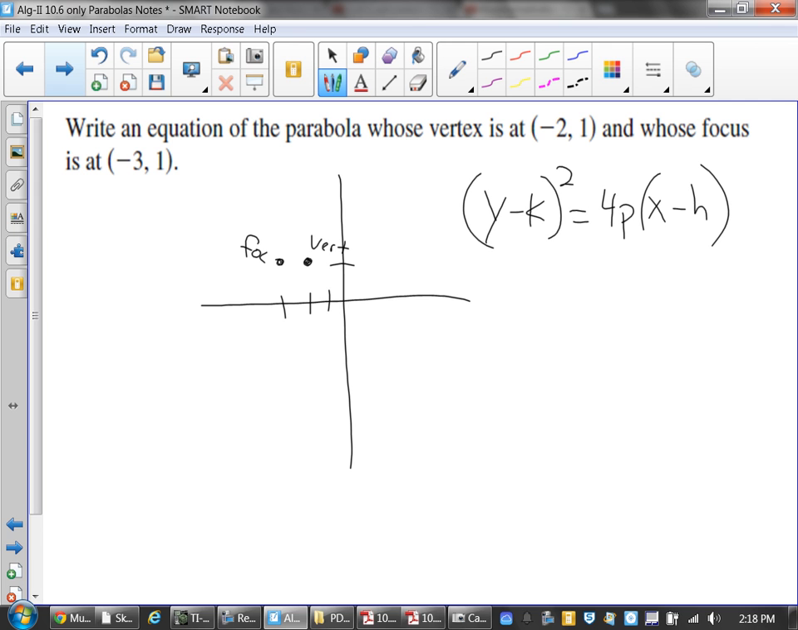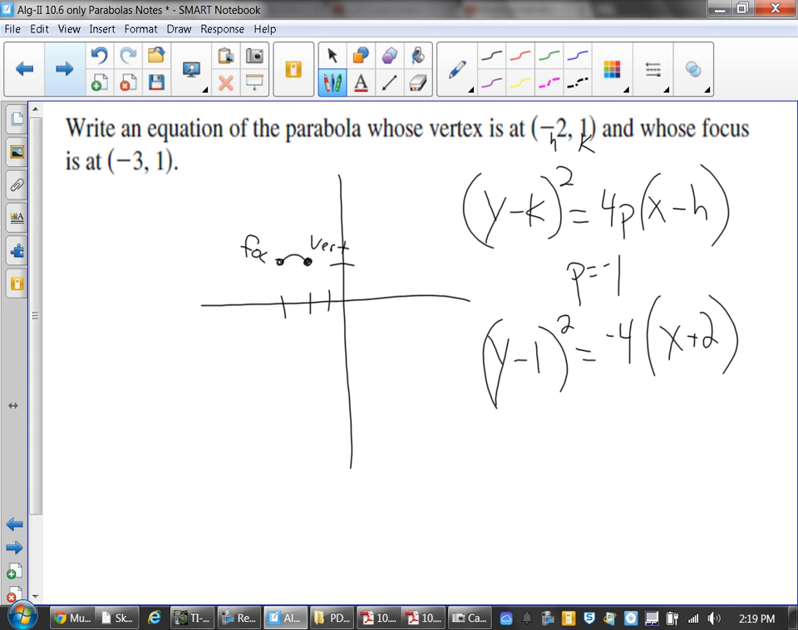Everybody okay with that? Yes. All right. We know our h and our k. Our vertex is given to us at (-2, 1), so there's h and there's k. We can also figure out the value of p by counting. 1, but I went to the left, so p is -1. Substitute it. (y minus 1) squared equals, what's 4 times -1? -4, with authority. And then it's x minus a -2, which I'm going to write as x plus 2.